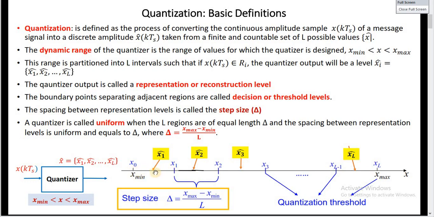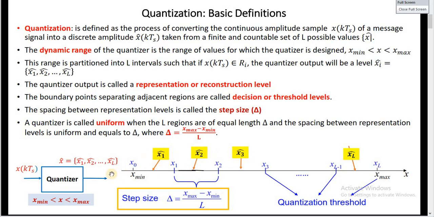These intervals are non-overlapping. The quantizer output is called a representation or reconstruction level. These are representation or reconstruction levels. The boundary points separating adjacent regions are called decision or threshold levels. x0 is a threshold, x1 is a threshold, x2 is a threshold, and so on. x1 cap is a representation level, x2 cap is a representation level, and so on.